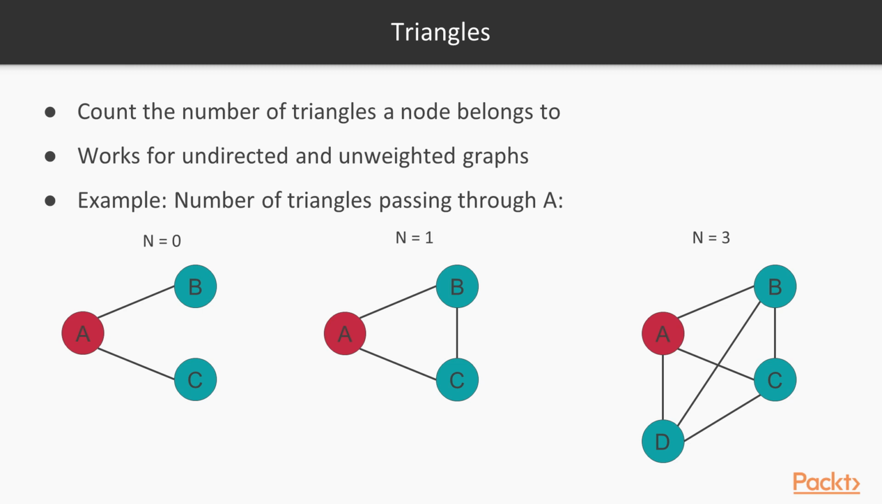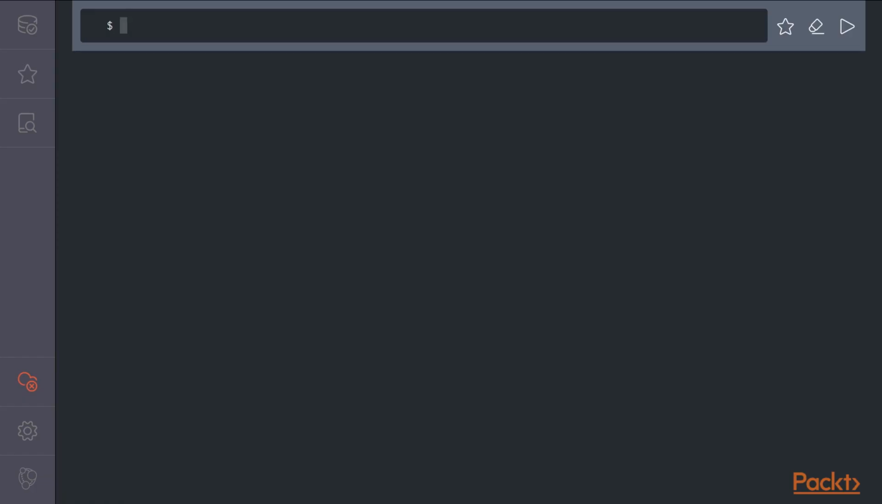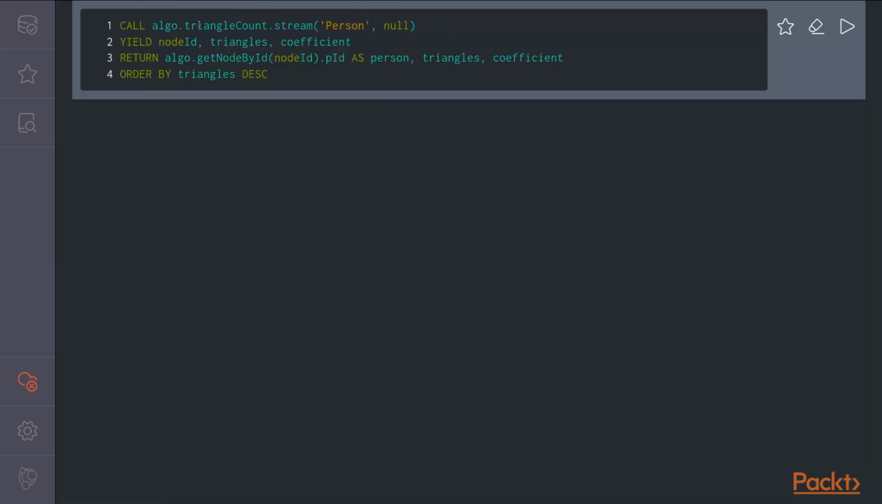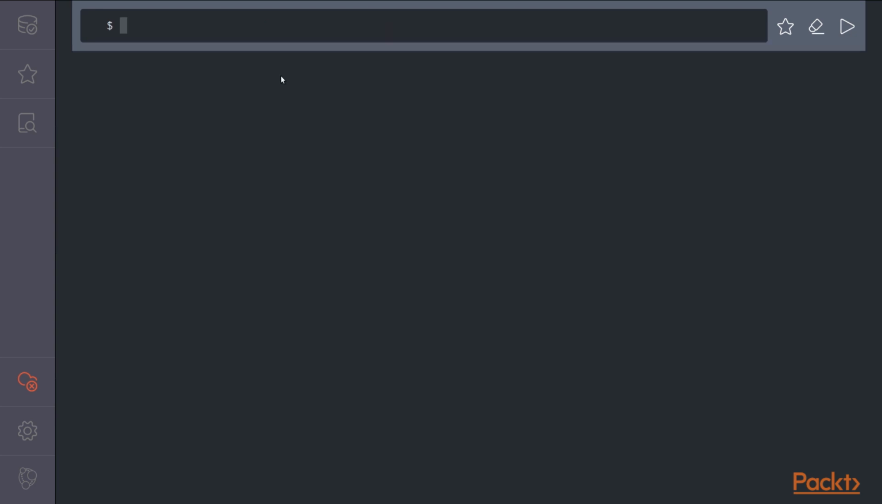Let's count the number of triangles in the Karate Club graph. If you remember well from the previous section, we have two node labels: person, which represents the original dataset, and some teacher nodes that were added manually for testing purposes. Let's run the algorithm using only the original graph, meaning selecting only the person node label. As you can see, the procedure signature is very similar to the centrality ones. The algorithm is returning the node ID and the number of triangles, which we will look at for now.